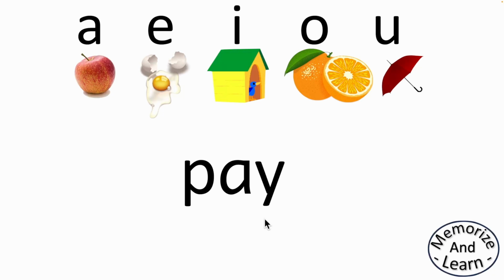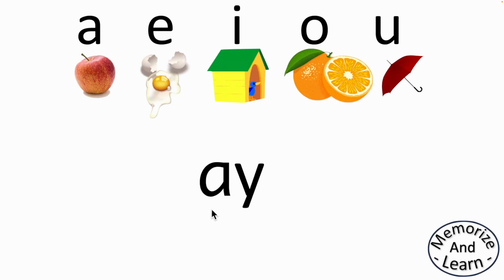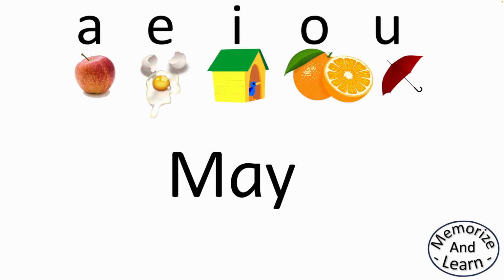Let's read another word. This word also has the A sound. A. A. Now let's add a letter at the beginning. What do we have now? May. May. This word is May. It is the name of the month May. Because this is a name of a month, we use a capital letter. But if you forget to use a capital letter, it is okay.